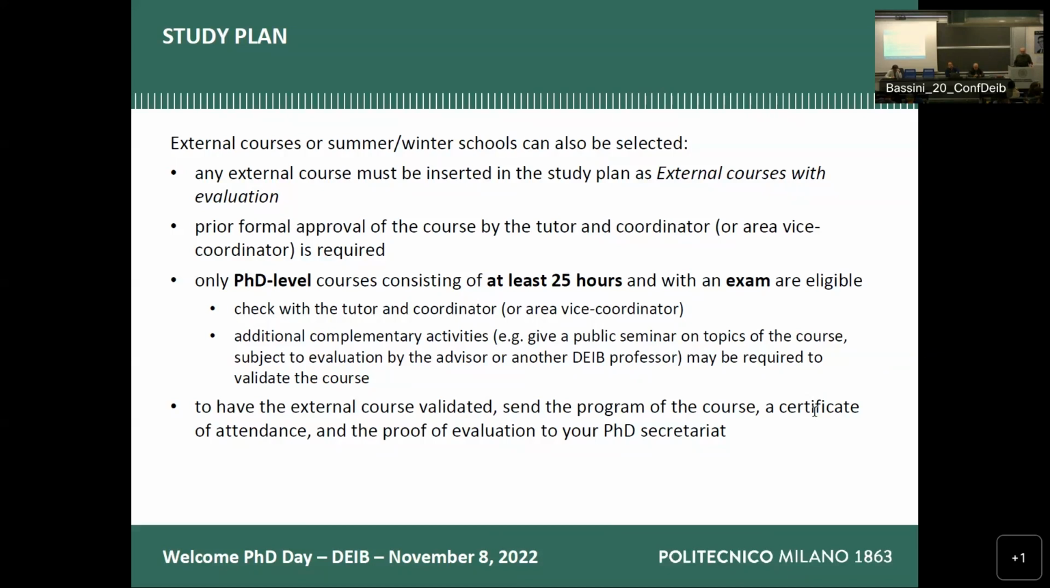Again, let me stress the fact that in order for a PhD course to be considered as in the study plan, it has to be at least 25 hours and with an exam. If those conditions are not met, you can work out some complementary activities with your coordinator. You can agree upon some complementary activities in order to get the course approved.